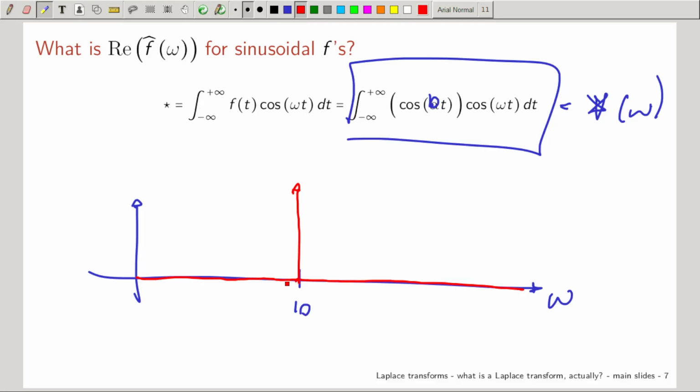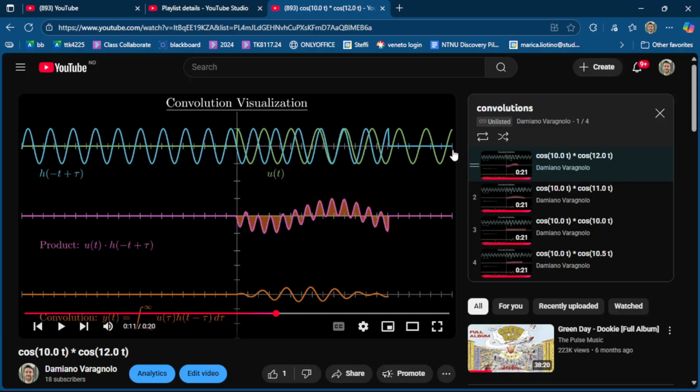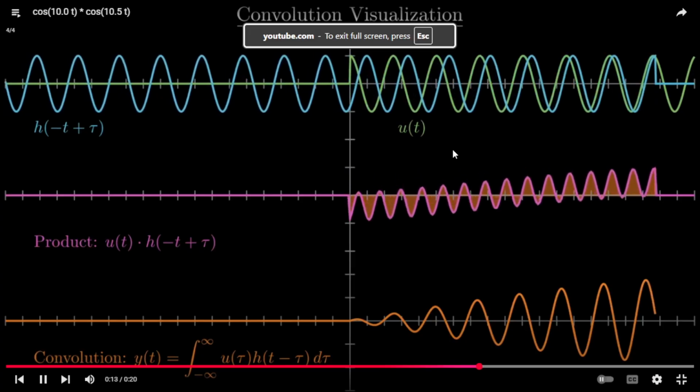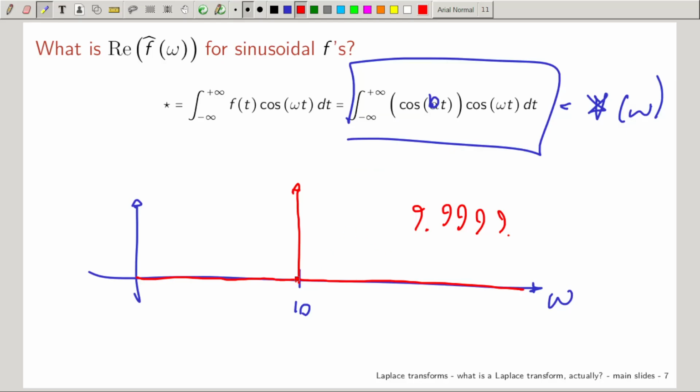Of course, whenever we have omega that is 9.9999, we are going to have two sinusoids that are very close. Let me do another one. This is the situation. The closer the sinusoids are in terms of frequency, the longer it will take for this product to do this behavior. True? We see it? But it's still averaging to 0 whenever I do the integral from minus infinity to plus infinity. So we have a behavior that is like this one.